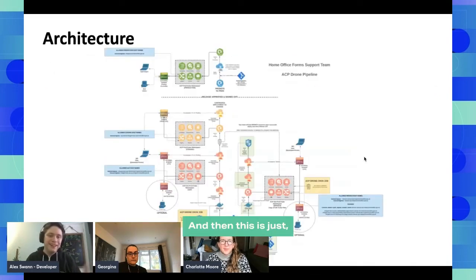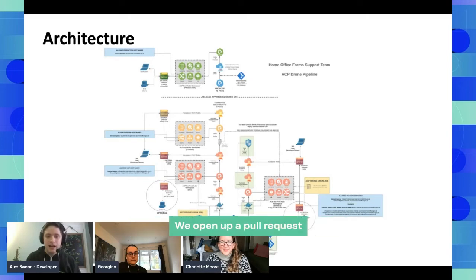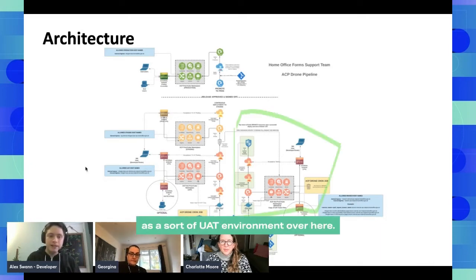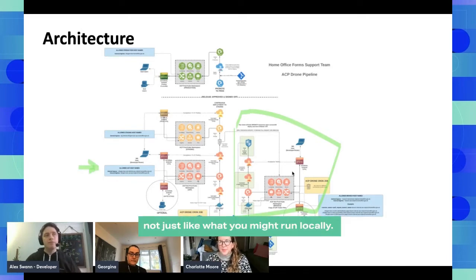And then this is just, I'm not expecting people to penetrate this now, an architectural map of what I've been talking about earlier. So in a nutshell, I'll just change it to green so you can see it. We open up a pull request on our projects, and it runs our tests and sets up a like-for-like environment as our UAT environment over here. This means we can do full end-to-end testing, not just what you might run locally.